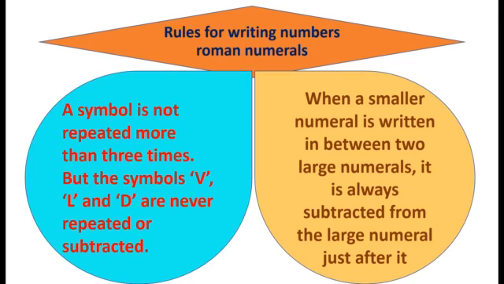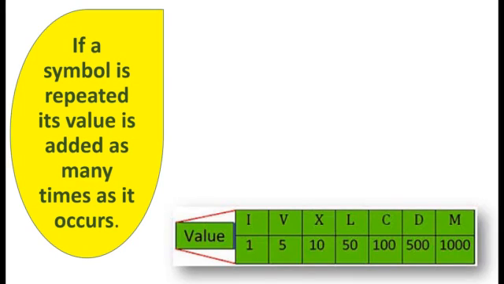So children, we will be discussing all these rules one by one with examples. So let us see the first rule. As I told, if a symbol is repeated, its value is added as many times as it occurs.